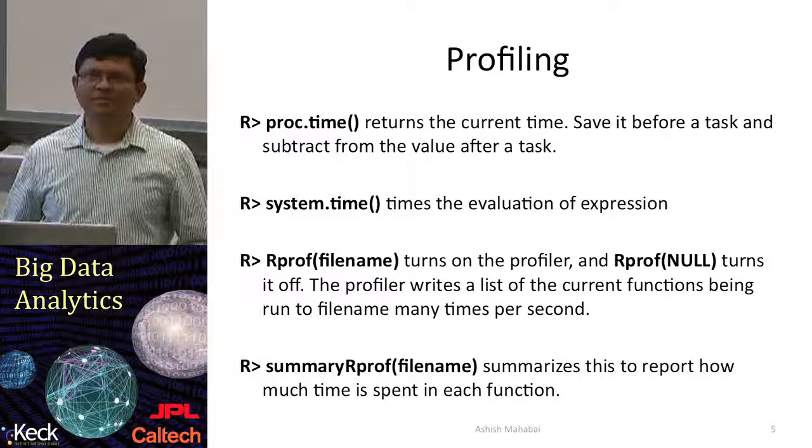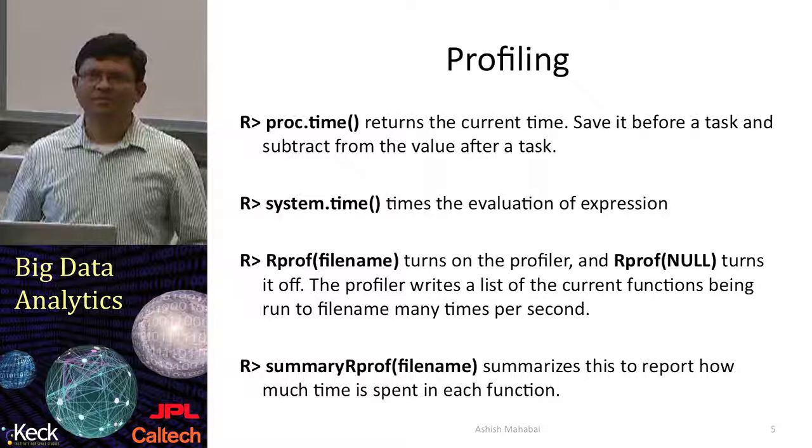proc.time is an interesting command that tells you the current time. A way to use it would be to simply run it at the start of the program, then run your program, and run the command again. The difference between the two times is going to tell you how much time has elapsed during the program. So that is a simple way to do things.